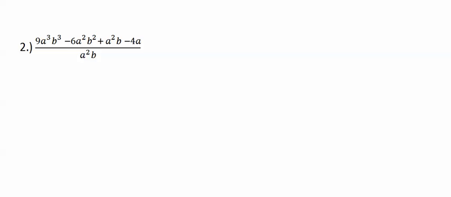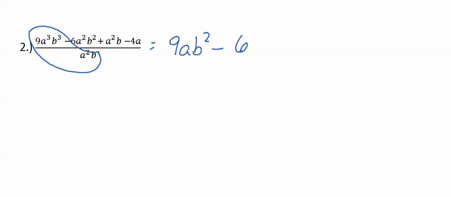Take a minute and write down number 2, pause the video, and see if you can do number 2 by yourselves. Again, we're going to take the monomial and divide it into each one of the terms. You'll notice there are 4 terms in this division problem. So the first one will become 9ab squared. Remember, you subtract the exponents. Minus 6. Those a's cancel out, and then I'm just left with a b.